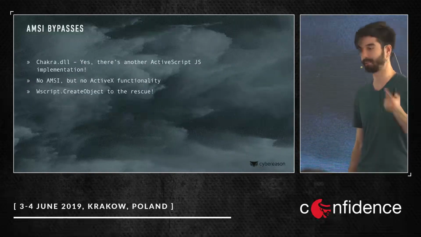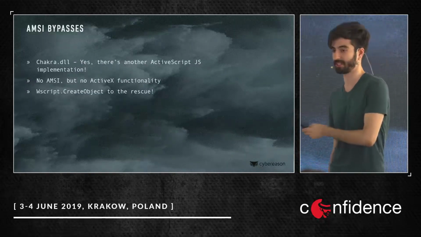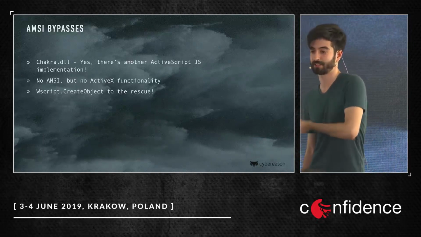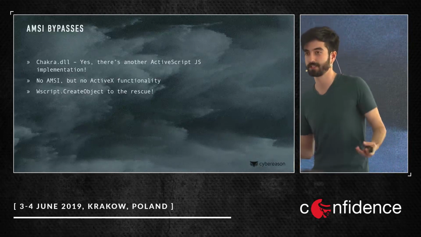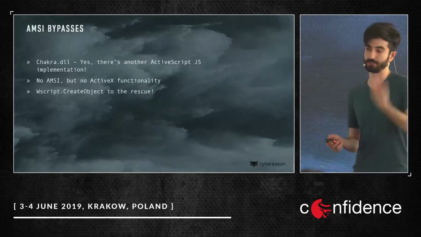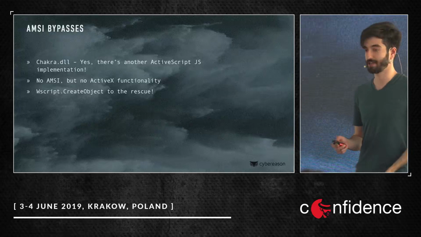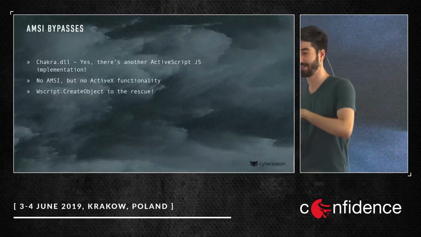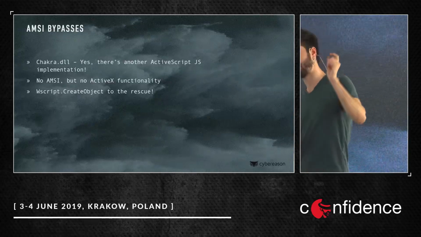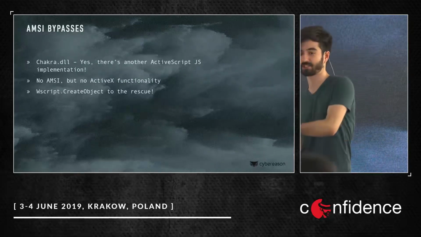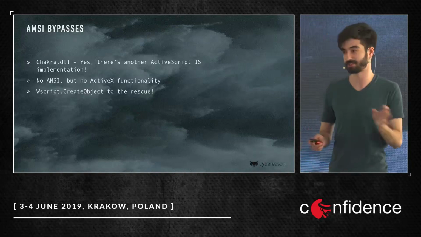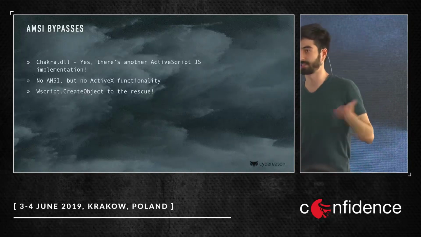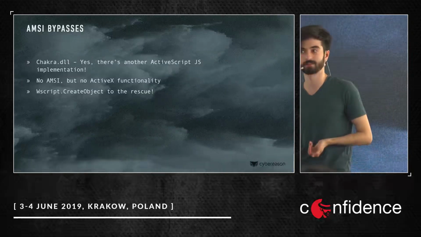There's a third native ActiveScript JavaScript implementation in Windows, but this one doesn't really have built-in ActiveX or COM functionality. So you can't just use it to create arbitrary COM objects. But WScript, the scripting host, actually has this functionality. So instead of doing new ActiveXObject, which runs in the engine, you could do WScript.CreateObject and still create your object, no AMSI, and run your malicious script the way you want.